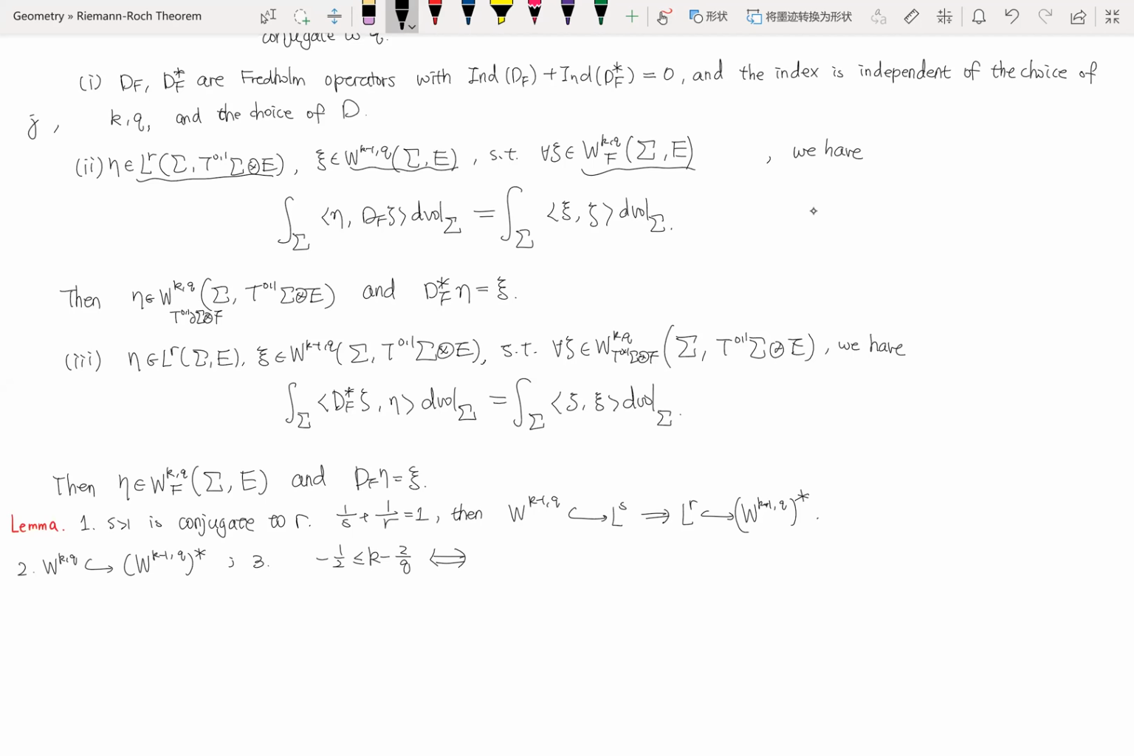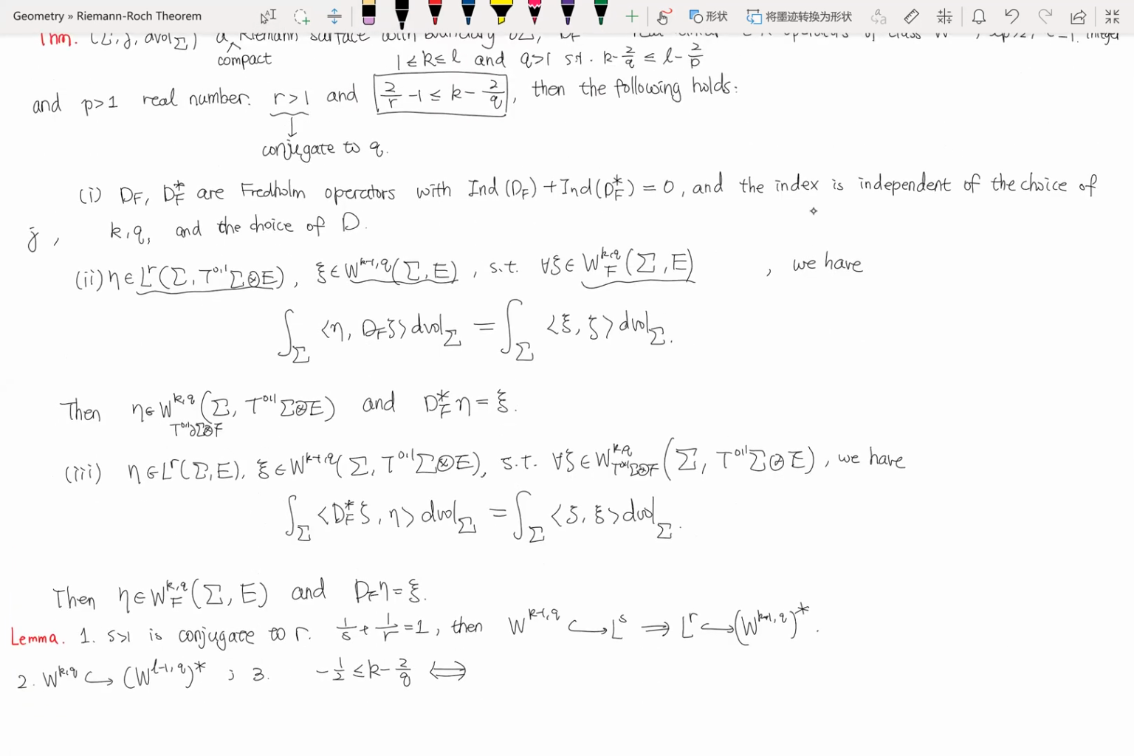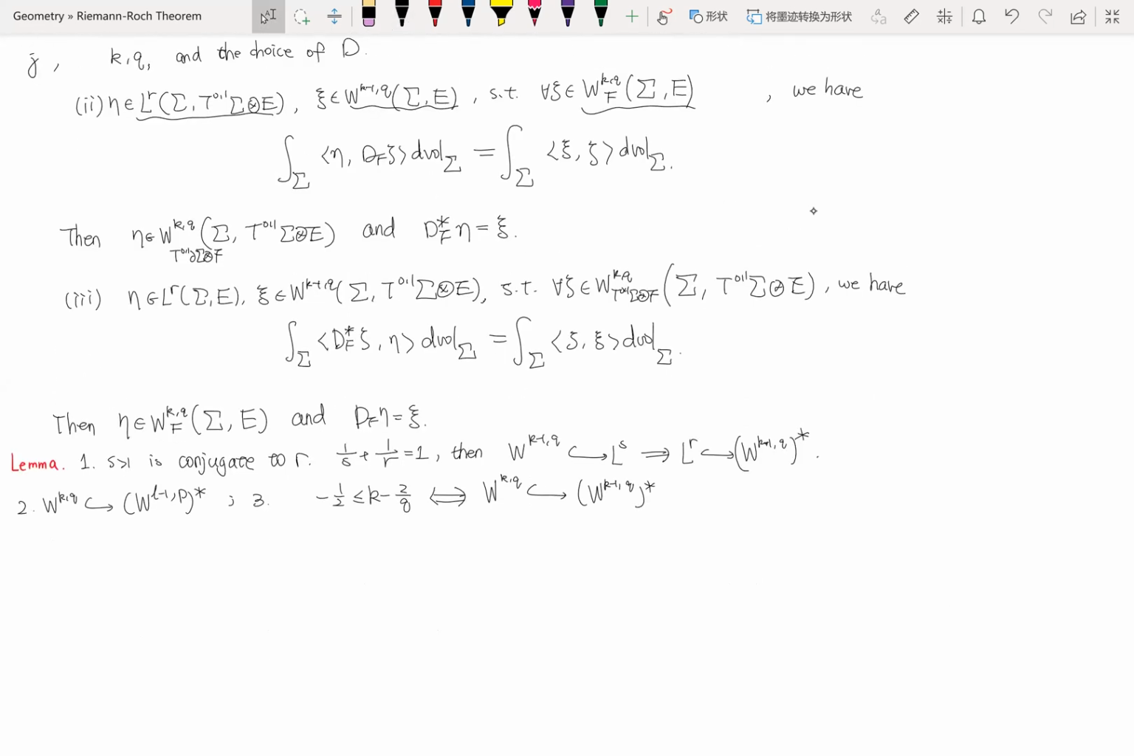here with L minus 1. So this is independent of the choice of K and L. Assume that K is bounded by L and P and Q satisfies the given inequality. But when we consider WK minus 1Q, WKQ embedded into the dual of WK minus 1Q, then we need the condition that minus 2 over 1 is bounded by K minus 2 over Q.